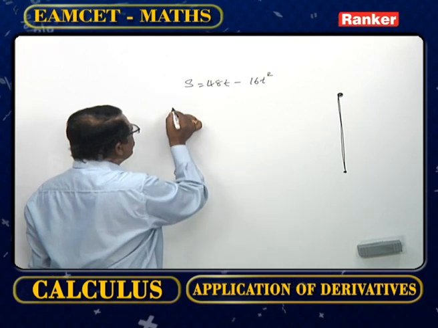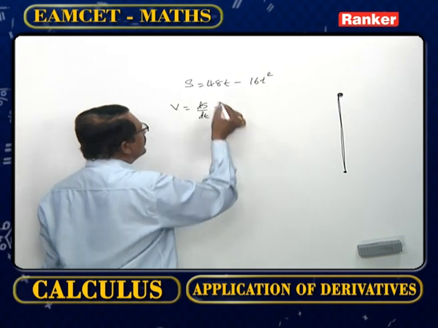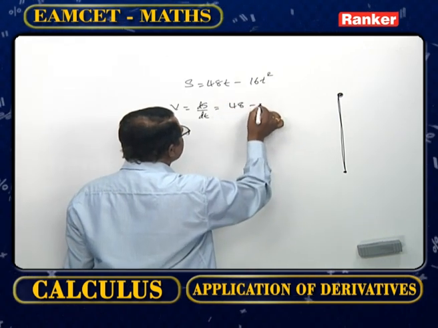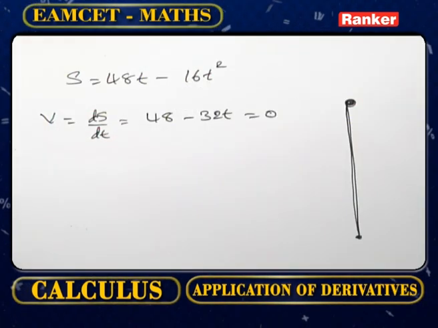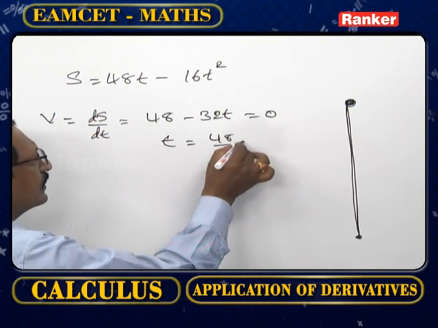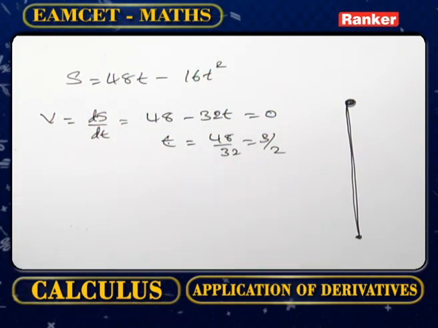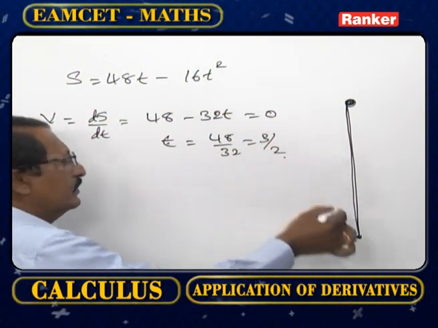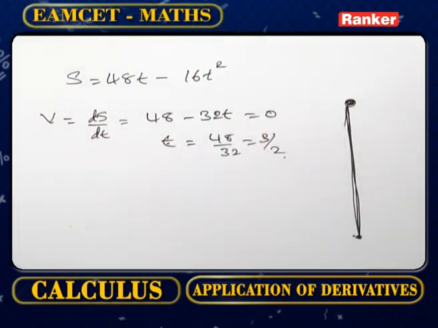Now velocity of the stone, v equals ds by dt, that equals 48 minus 32t, which equals 0. Then t equals 48 by 32, or 3 by 2. At t equals 3 by 2 the velocity of the stone equals 0. Now required displacement of the stone, or maximum height reached.